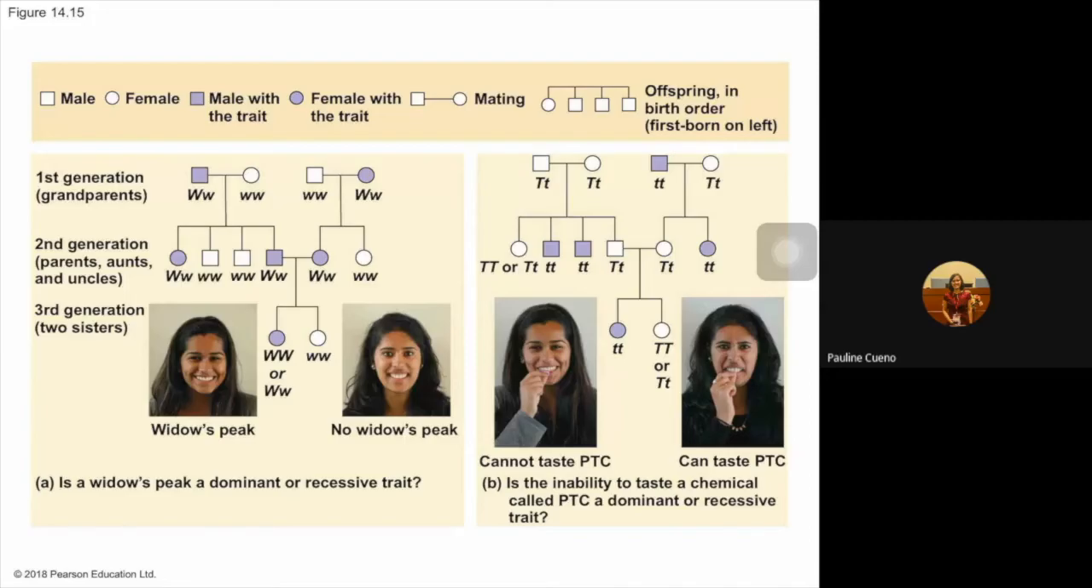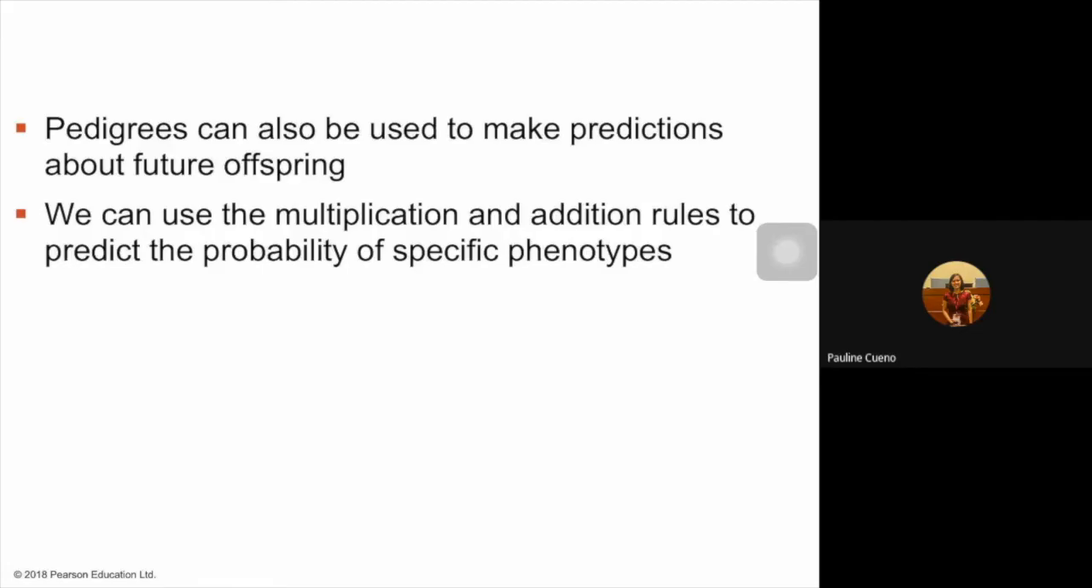And then if you see a line between yung square at saka yung circle, it denotes mating among the individuals. And then yung mga parang sanga-sanga nila, those are the offspring of the cross. So from left to right, birth order, firstborn hanggang bunso. Okay po. So, pedigrees can also be used to make predictions about future offspring. Ito nga yung ating sinasabi sa genetic counseling.